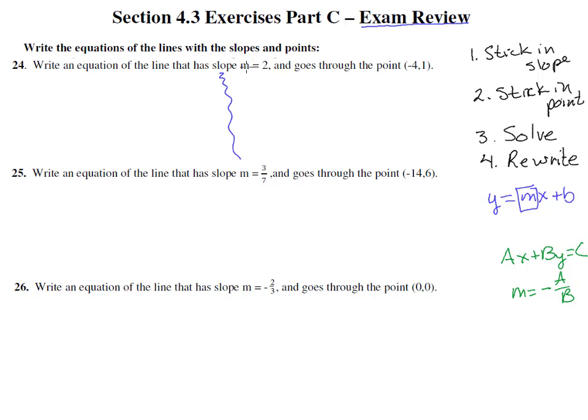So write an equation of a line that has slope equals 2. That means our equation is automatically going to look like y equals 2x plus b. Now we don't know what b is yet, but now we're going to stick in the point. The point is negative 4, 1. So we stick a negative 4 in for x and a 1 in for y, and then we solve this. We get 1 equals 2 times negative 4, which is negative 8, plus b. Well, yeah, we can solve that. b equals 9. We add 8 to both sides.